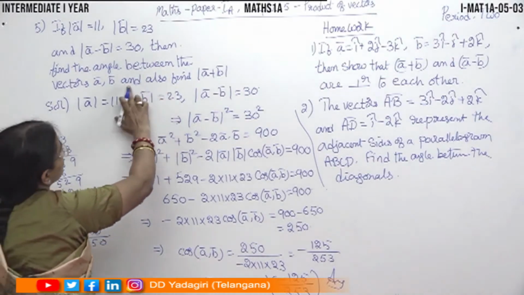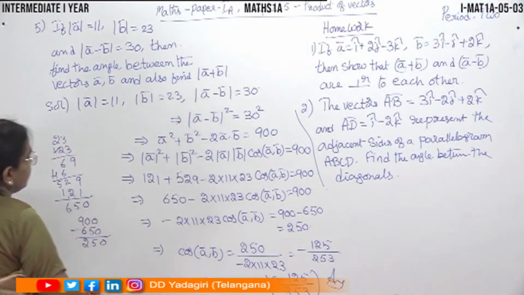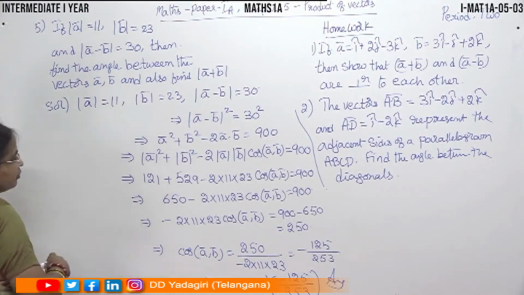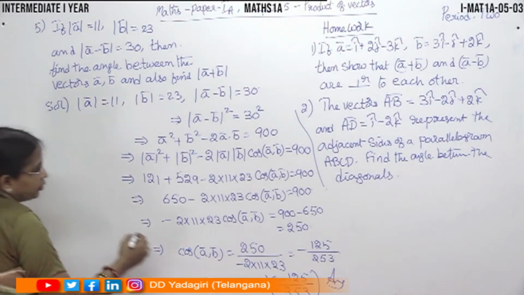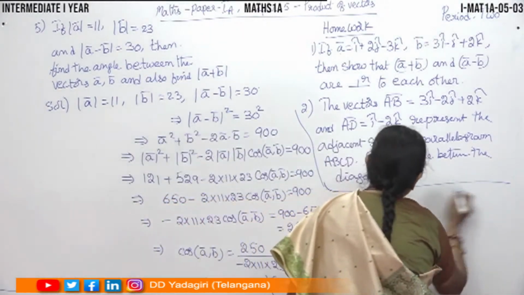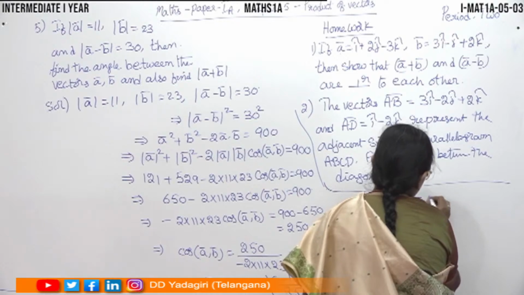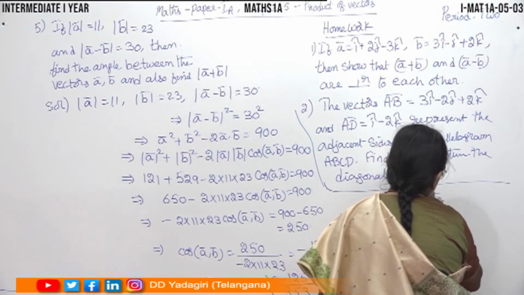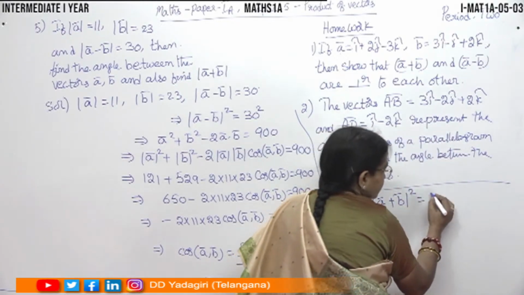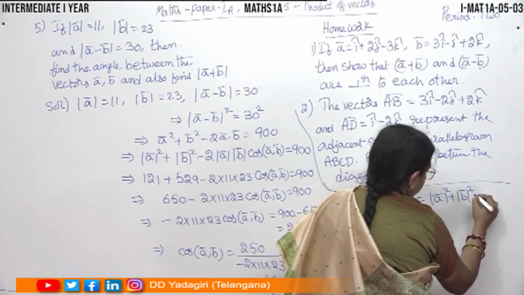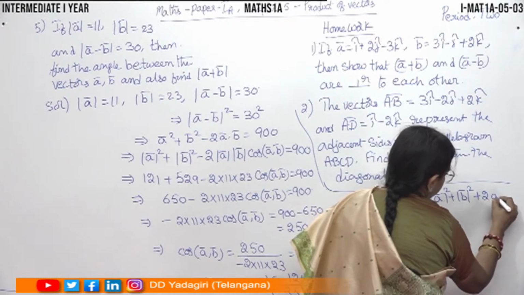Now you are also asked to find mod A plus B. So to find mod A plus B, we will continue here. To find mod A plus B, you will find mod A plus B whole square. Mod A plus B whole square is mod A square plus mod B square plus 2A dot B.